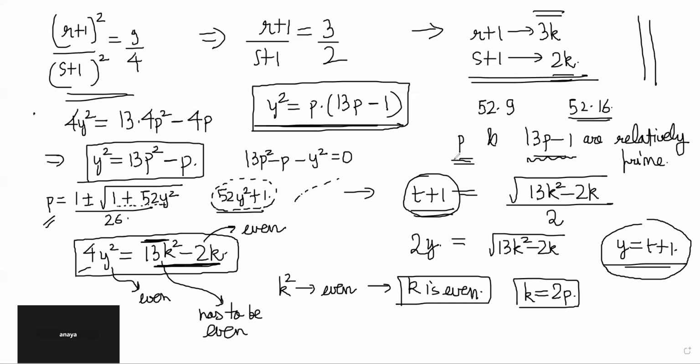So if the product of these two things is going to be y square, then each of them must be a perfect square. Each of them must be a perfect square, then only the product will be a perfect square, because they don't have common factors, right?